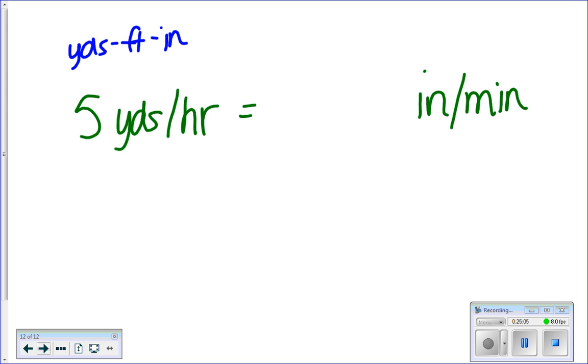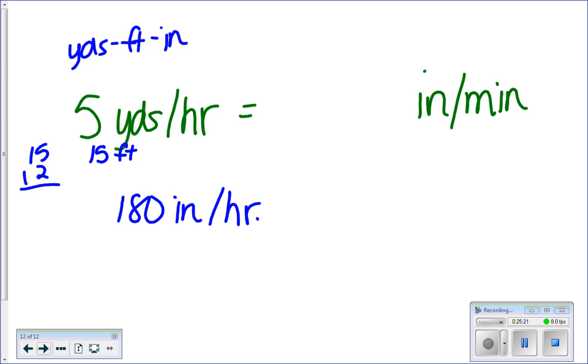So I had to change this to feet. So there's 3 feet in a yard, so this is actually 15 feet. And then I have to change that to inches, so 15 times 12. What is that? 180 inches per hour. Okay, does that make sense to everybody? We just had to go through some steps.